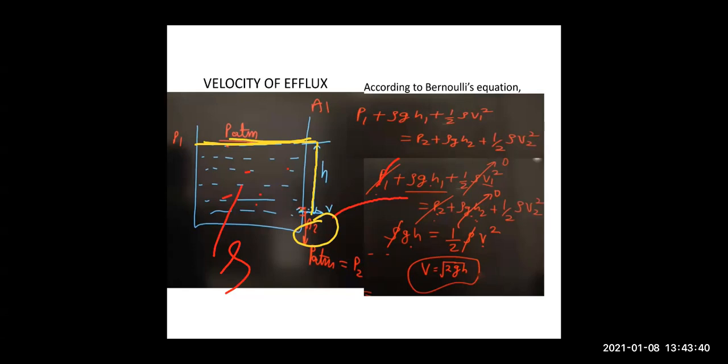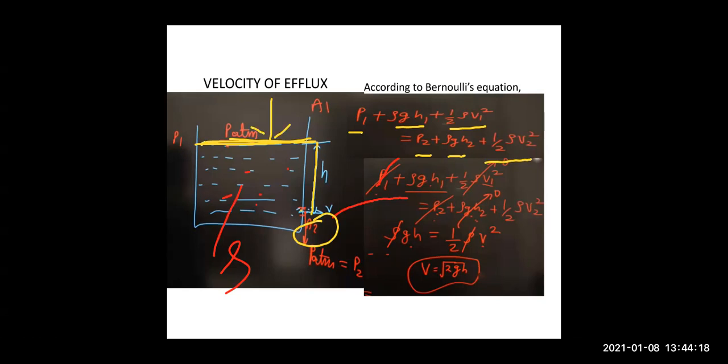Right, beta? Now, according to Bernoulli's theorem, we know that P1 plus rho g H1 plus half rho V1 square is equal to P2 plus rho g H2 plus half rho V2 square. This is according to Bernoulli's equation. Now we are going to see which things are going to get cancelled. First thing that will get cancelled is the pressure. The pressure at the free surface is the atmospheric pressure, because above this layer we have air, the atmosphere.